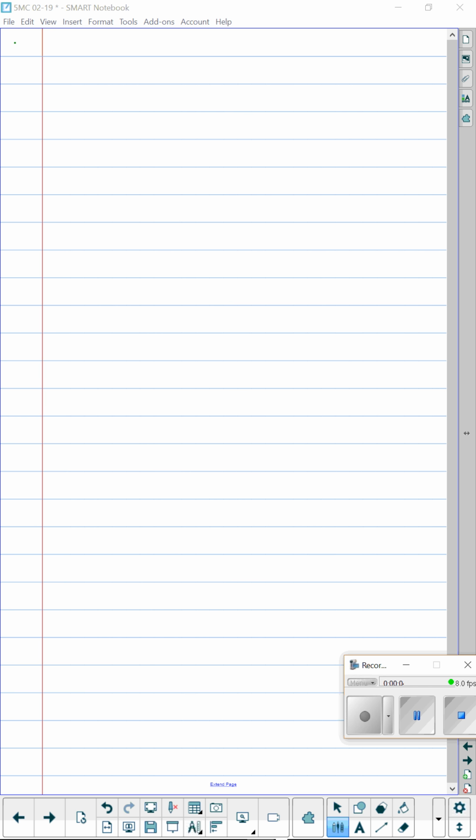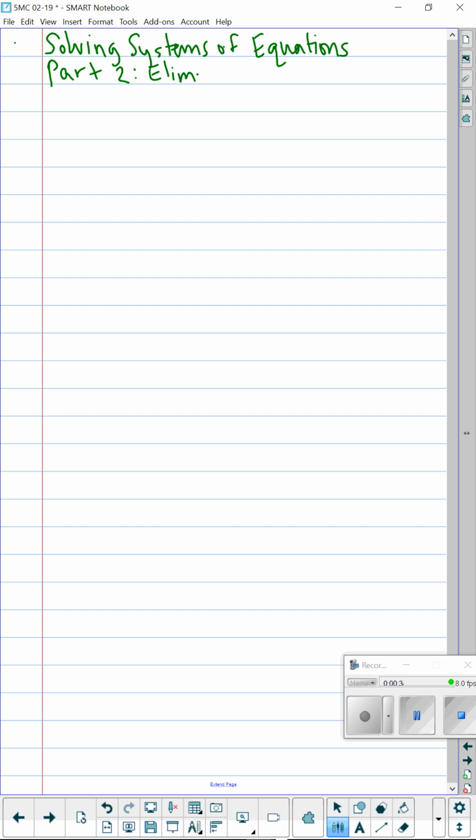Okay, so we are back solving systems of equations. And then we are going to continue with part 2, which was elimination.